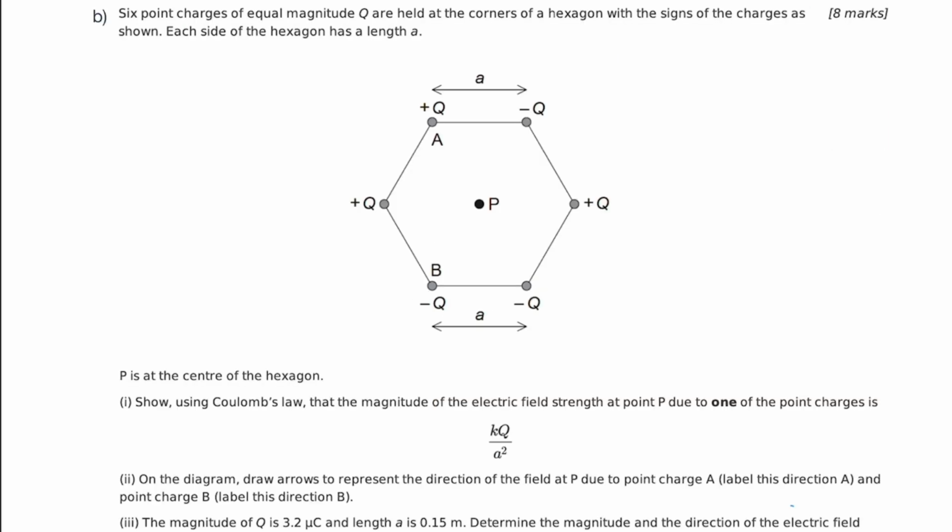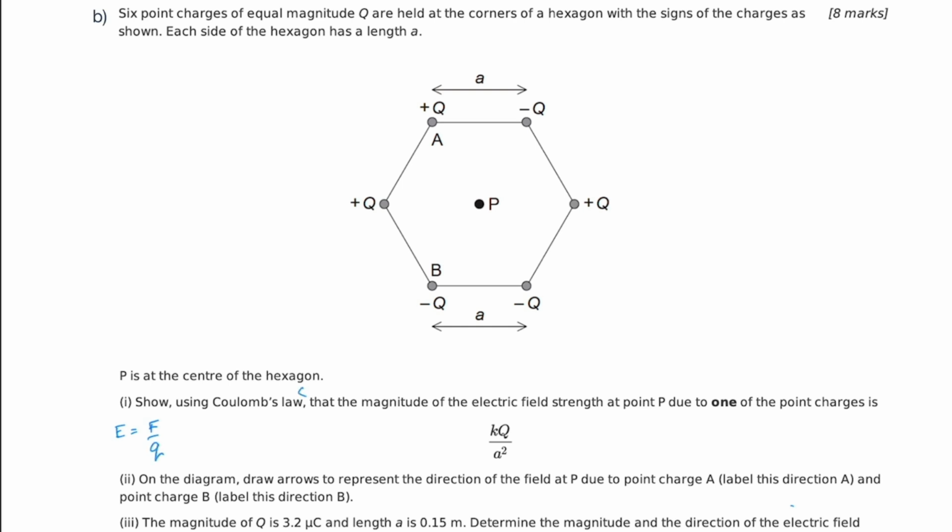B. 6 point charges of equal magnitude Q are held at the corners of a hexagon with the signs of the charges as shown. Each side of the hexagon has a length A. P is at the centre of the hexagon. Show, using Coulomb's law, that the magnitude of the electric field strength at point P due to one of the charges is KQ over A squared. In the first question, we were asked to define the electric field strength, and we said that the electric field strength is the force per unit test charge. And that's how you write it using an equation.